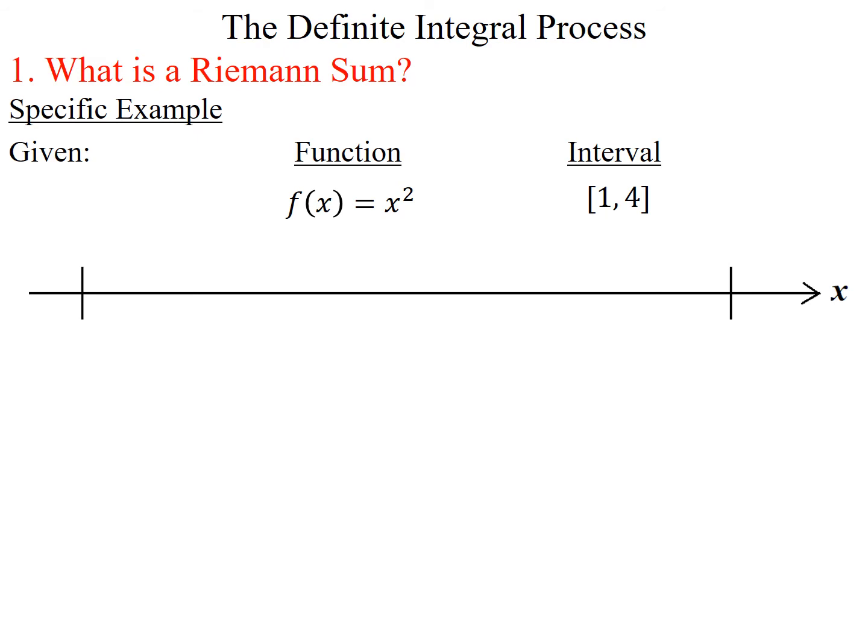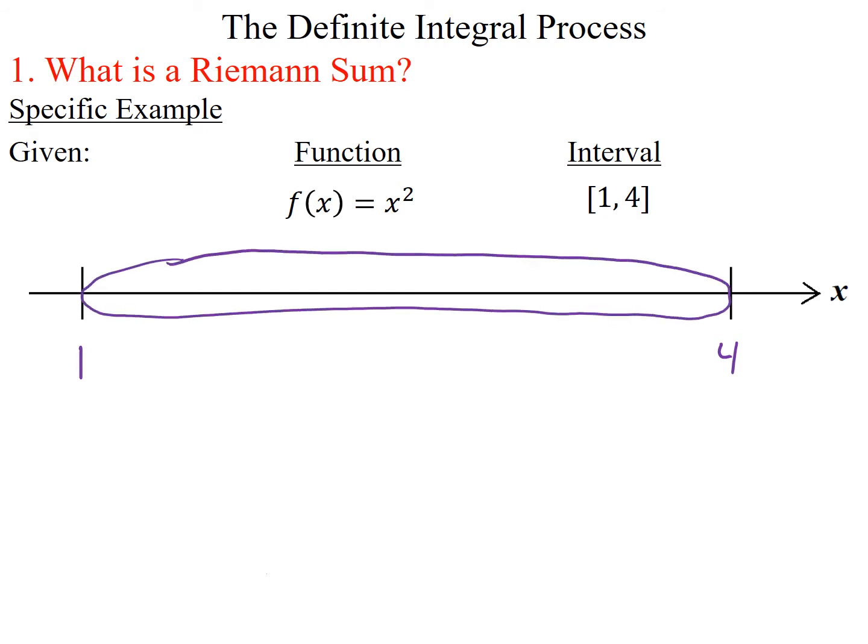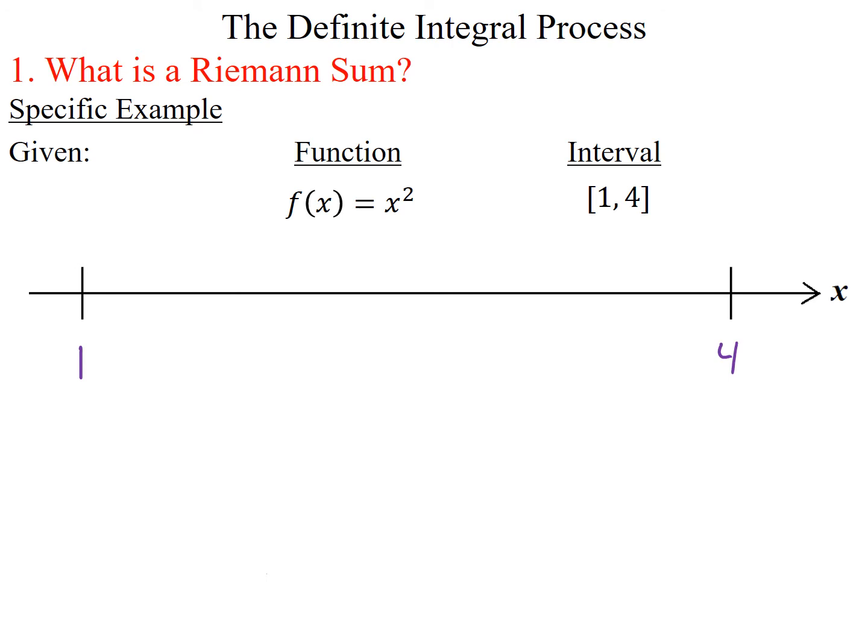So here's what you do. Let me go ahead and label the start and end of this interval, so 1 and 4. And what you're going to do is take this segment here from 1 to 4, and cut it into pieces. So right now I'm going to cut it into 3 pieces. In order to cut into 3 pieces, I have to put 2 tick marks.